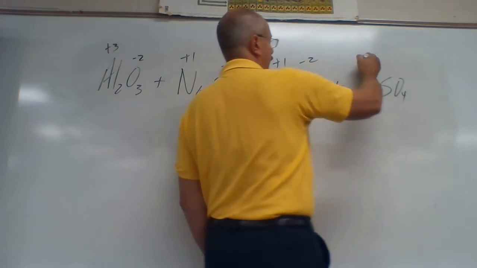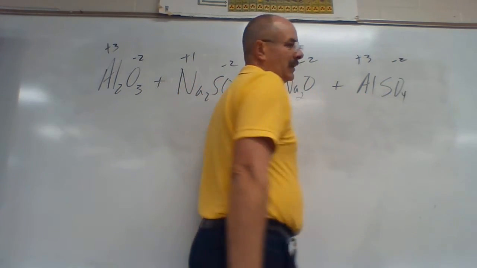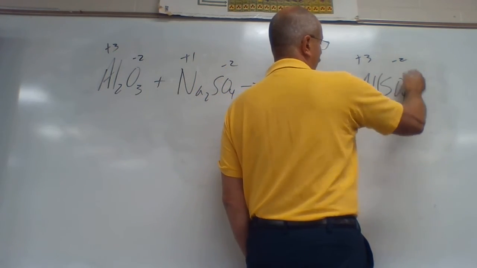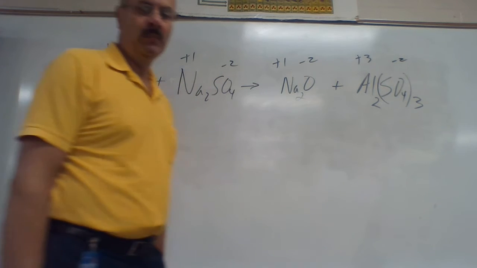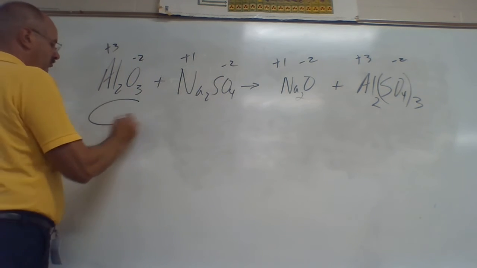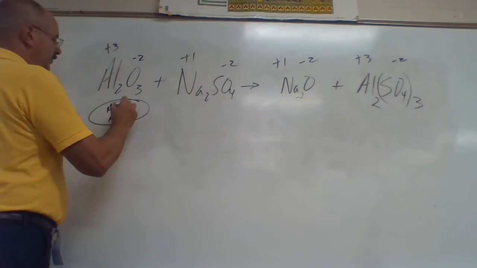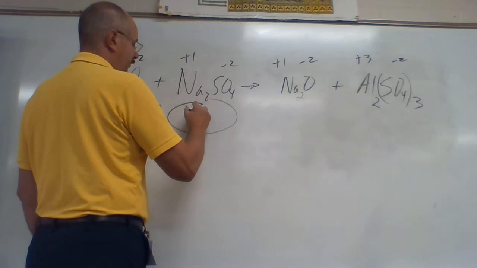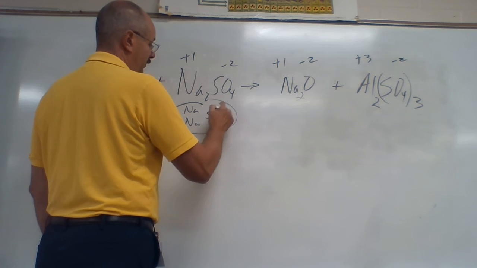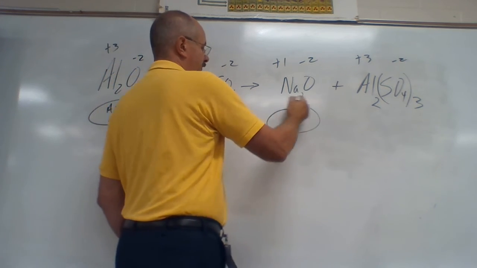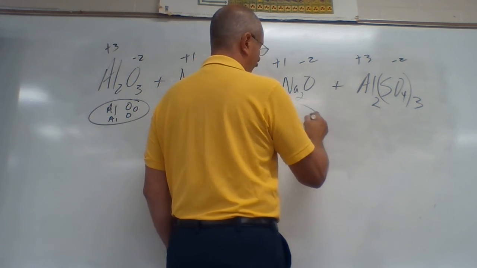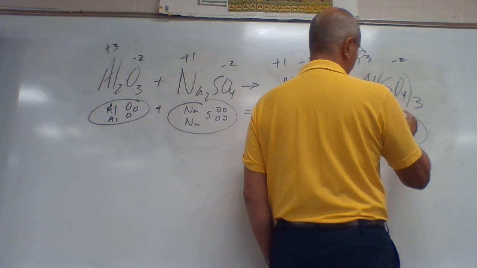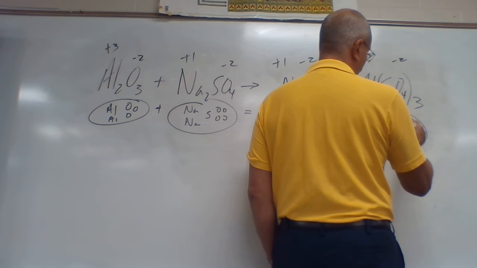Then we got Al is a +3, SO4 is -2. Again, they don't cancel, so we got to crisscross it. So bring the 2 over here, and put that in parentheses and put a 3. All right, time to balance this guy. I got 2 Al's and I got 3 O's, plus 2 Na's, an S, 4 O's. That's equal to 2 Na's and an O, plus 2 Al's, an S, and 4 O's 3 times.